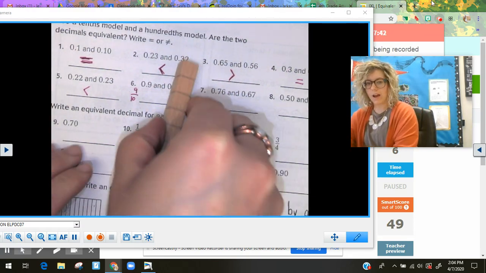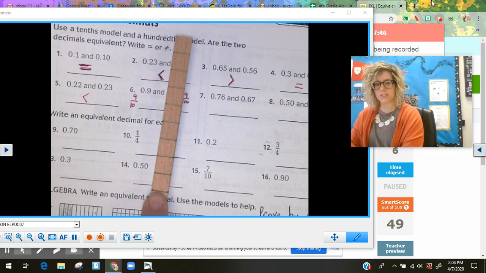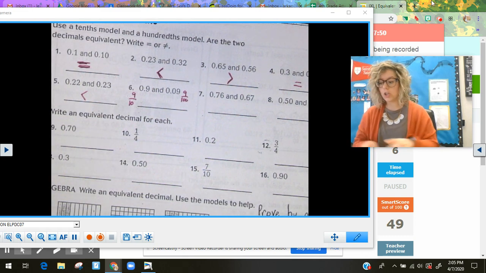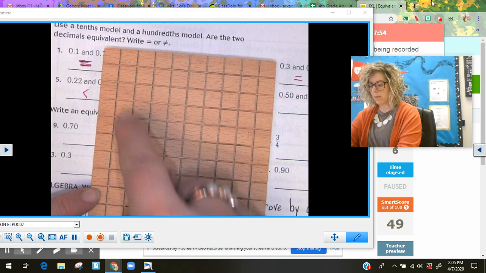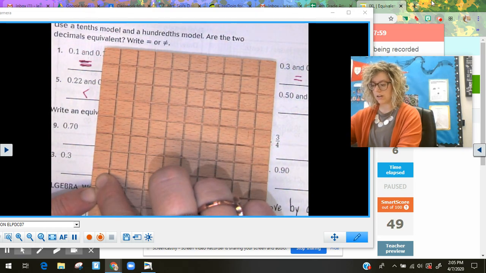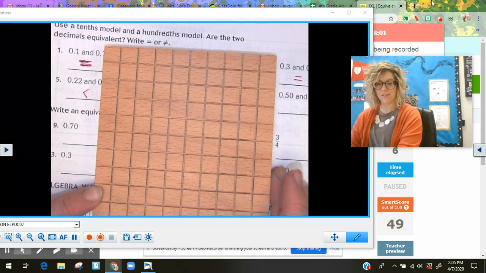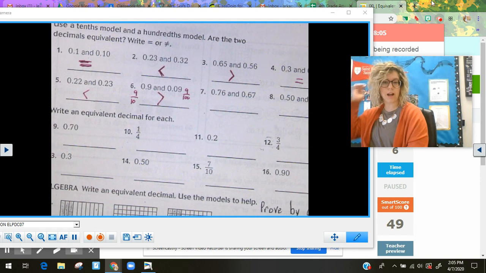9 tenths, if I have this block, okay, 9 tenths is this whole stick except for this little guy. If I look at this huge block, 9 hundredths is only this little bit right here out of the grand scheme of all of this. That's not very much. So 9 tenths is bigger than only 9 out of 100.